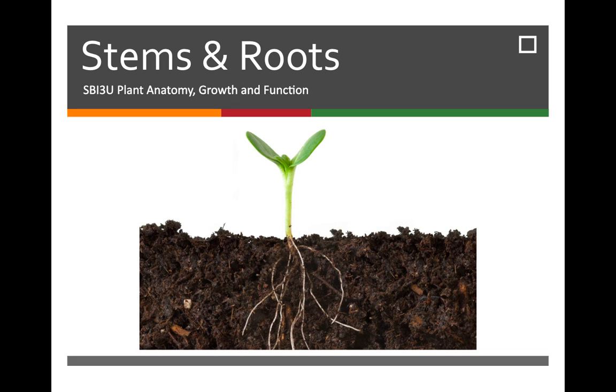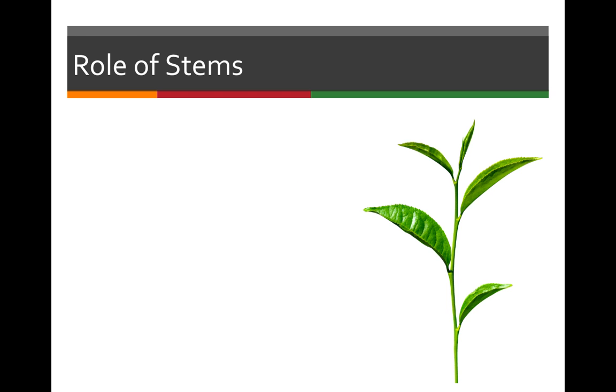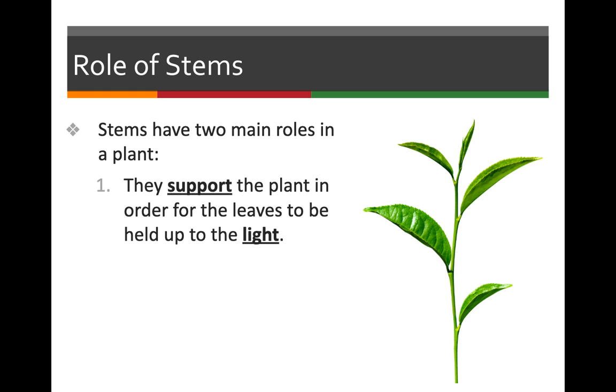In this video, we're going to look at the stems and the roots, look at their structure and how their structure is well suited to carry out their functions. So we'll start with stems. Stems have two main roles in a plant. They're going to support the plant in order to hold those leaves up to the light so they can do photosynthesis. And they're going to transport water and nutrients around the plant.